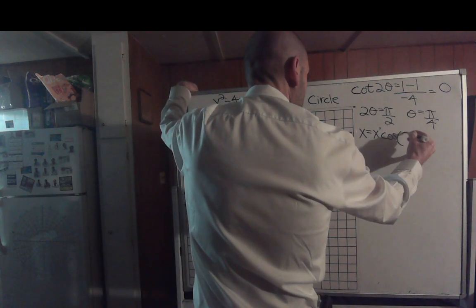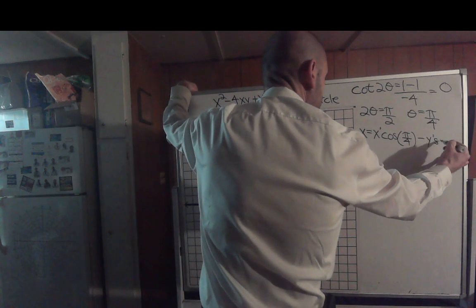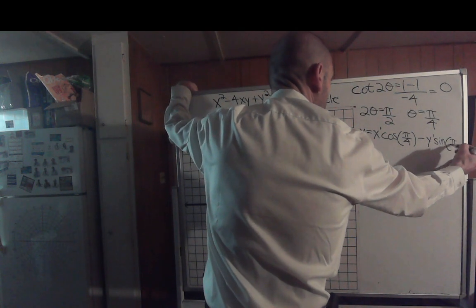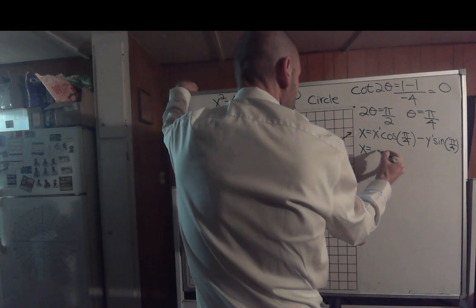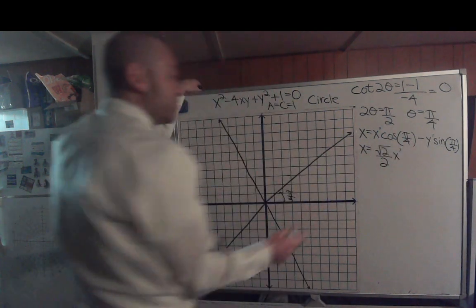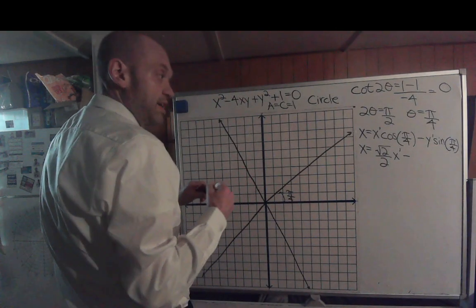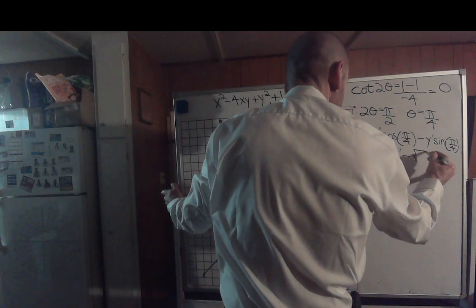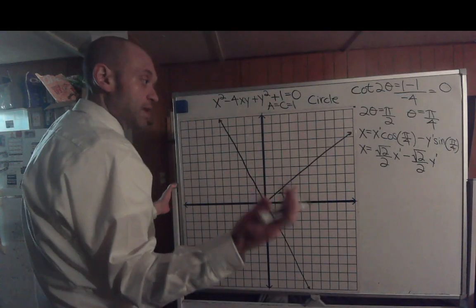Well, that's the cosine of pi over 4 minus y prime times the sine of pi over 4, which of course simplifies to x equals square root of 2 over 2 x prime, because cosine of pi over 4 is the square root of 2 over 2, minus, now what's the sine of pi over 4? That's also the square root of 2 over 2 times y prime. So there's the substitution for x.